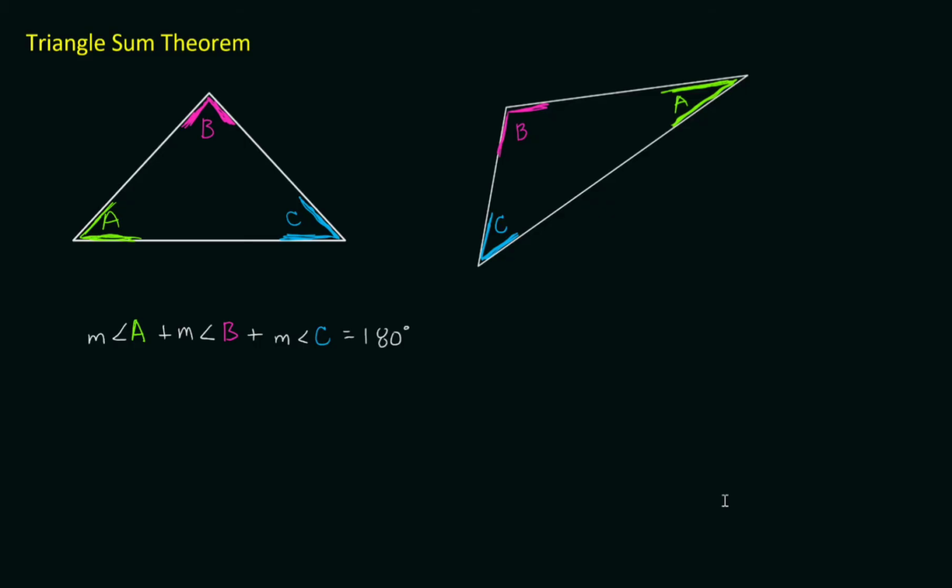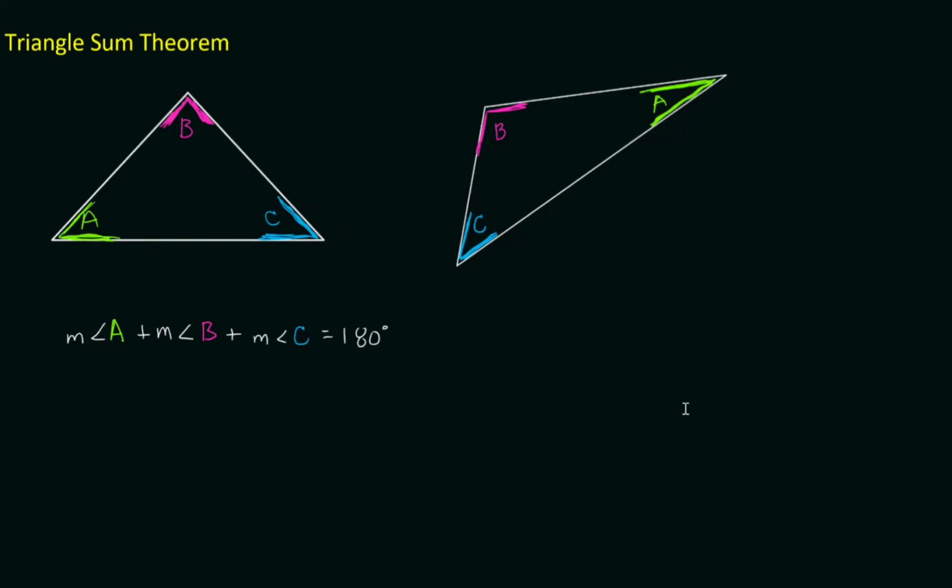degrees. So in this case, if I add up the measurement of angle A, angle B, and angle C, I should get 180 degrees. This works for any triangle: equilateral triangle, right triangle, obtuse triangle, even the one here. So if you add up these three, whatever the measurements are, you will always get 180 degrees. Let's look at an example of what this might look like.